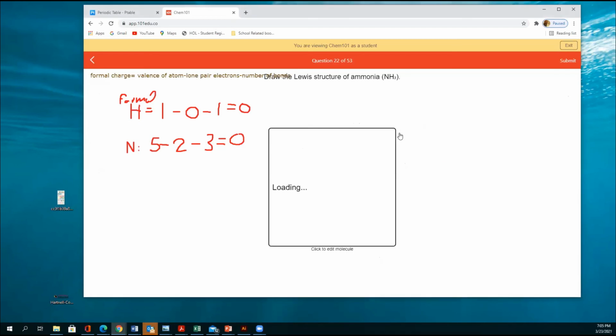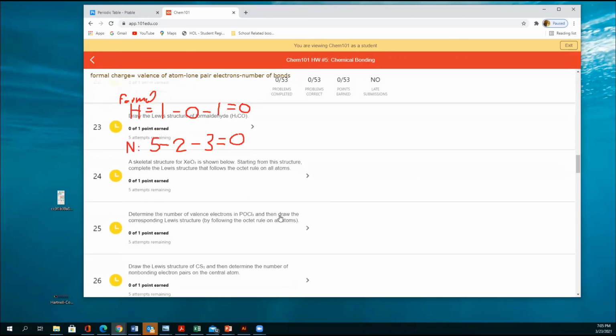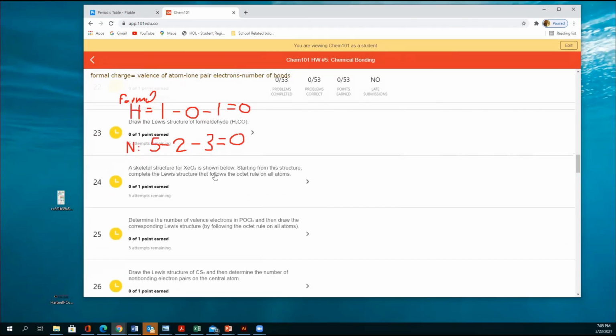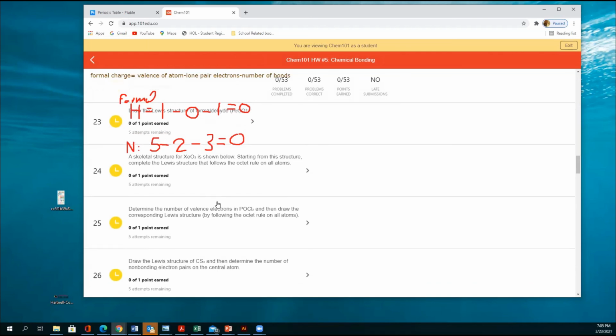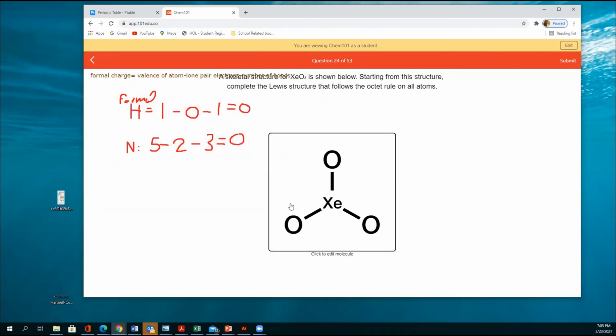Dr. Henry, can you do another one? Yes, I can. So let me find one where we talk about the octet rule. Yeah, actually, this will work out. Okay, so we want to fix this so this guy obeys the octet rule. They kind of started our structure for us, right?